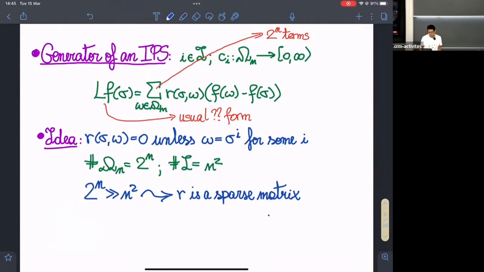Here I wrote the one-dimensional case. It's n squared, the number of points of my underlying lattice plus the number of couples. And the cardinality of Omega_n, the state space, is 2 to the n. So it's really a very sparse matrix. Among the 2 to the n entries, there are only n squared which are non-zero. That means that this representation of the generator L in terms of the rates r is not the most convenient one for interacting particle systems.